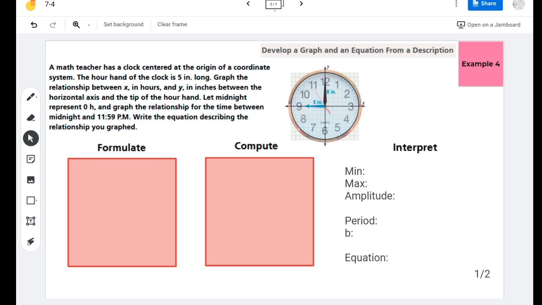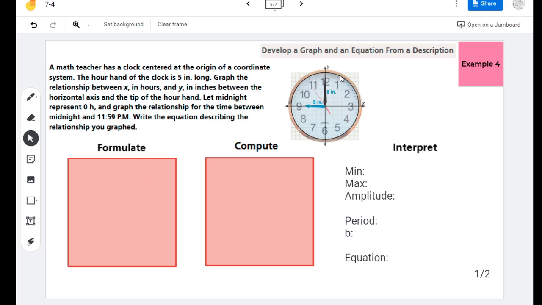So it says a math teacher has a clock centered at the origin of a coordinate system. All right, so the middle of the clock right there is at 0, 0. The hour hand of the clock is 5 inches long, so we're looking at this shorthand. Graph the relationship between x in hours and y in inches between the horizontal axis and the tip of the hour hand. Let midnight represent 0h in the graph of the relationship for the time between midnight and 11:59 p.m. Write the equation describing the relationship that you graphed.